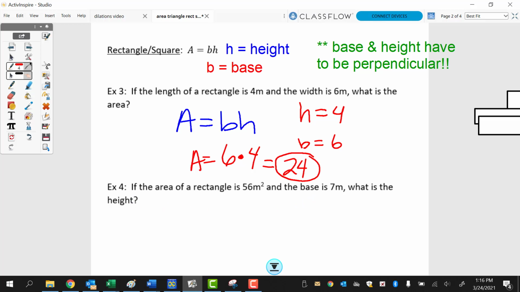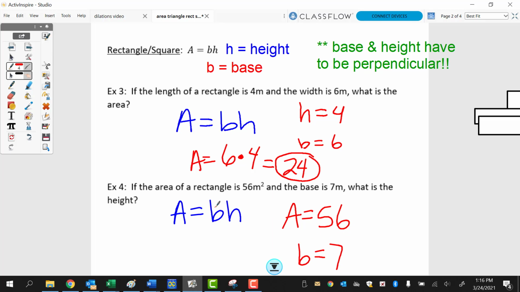The next one, they are giving me the area this time. They say the area of the rectangle is 56. The base is 7. What is the height? So area of a rectangle, I'm going to use the formula again. A equals BH. This time they told me the area. So that means I know A is 56. And they told me base is 7.